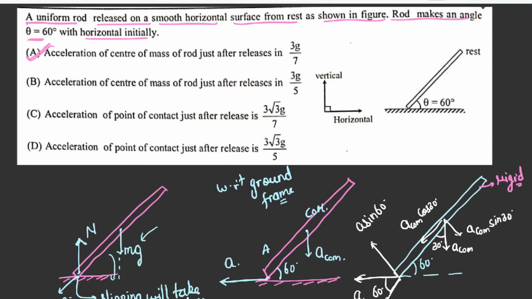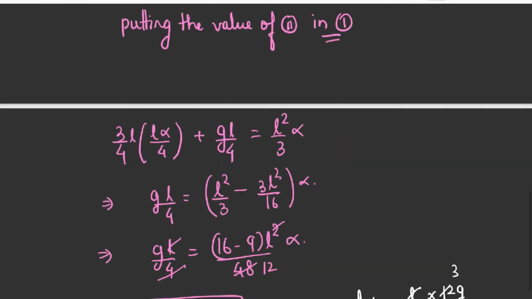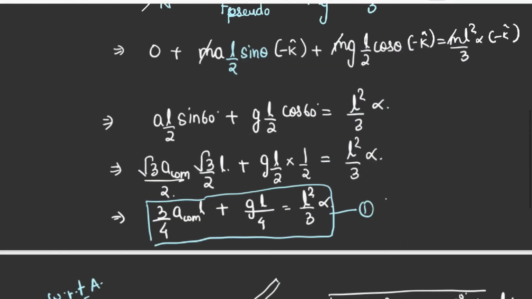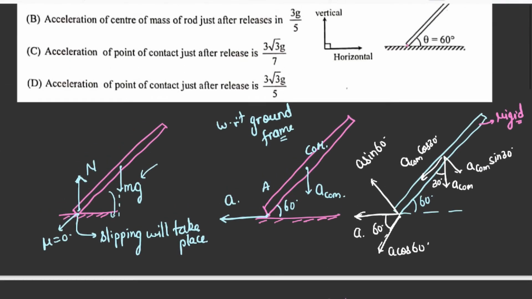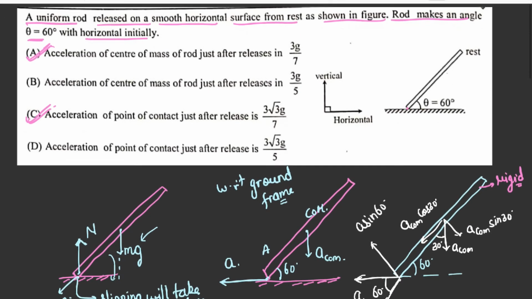Next, acceleration of the point of contact. That means this point of contact was what? I have assumed A. So I got A as what? 3 root 3G by 7. Yes, that answer comes out to be 3 root 3G by 7. That is A and C is the most appropriate or correct answer.